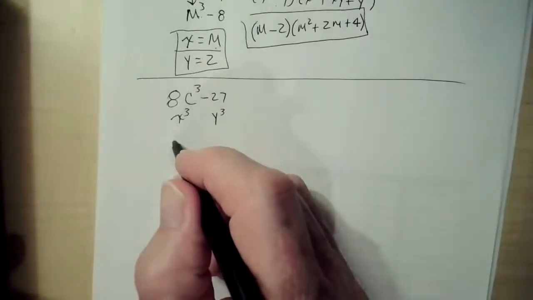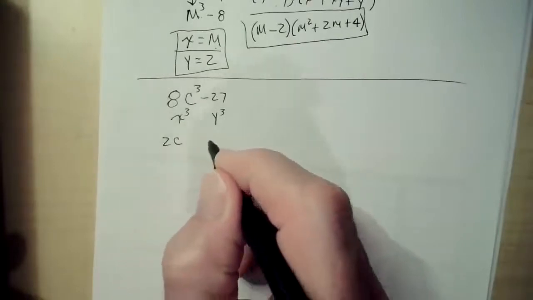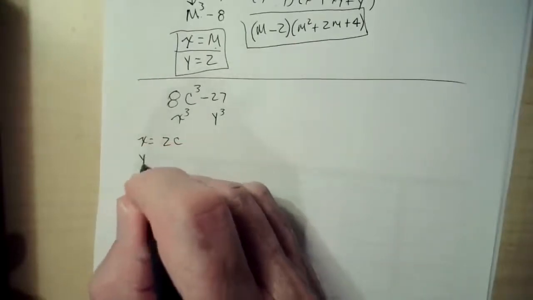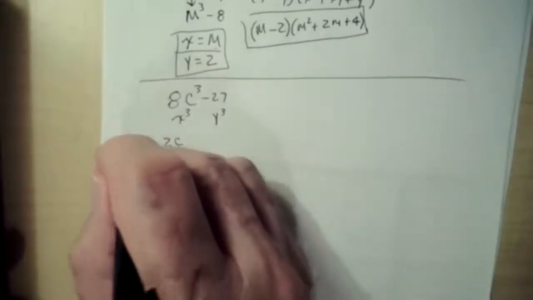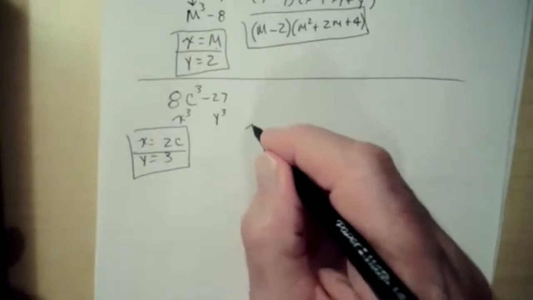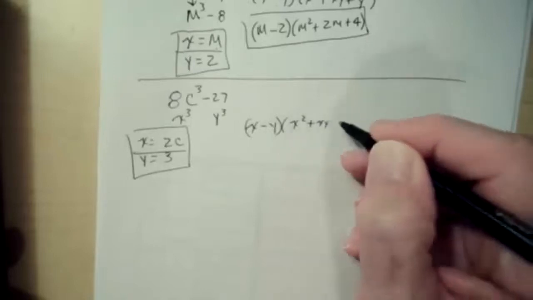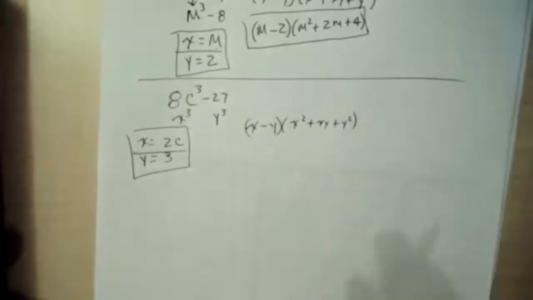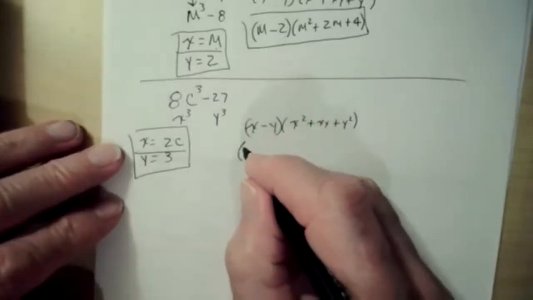So if this is our x cubed and this is our y cubed, what is x? 2c. Good. Excellent. We're going to take the cube root of all this, so that is 2c. That's our x. And our y is 3. Good. Just 3. Now, our formula is x minus y, x squared plus xy plus y squared.